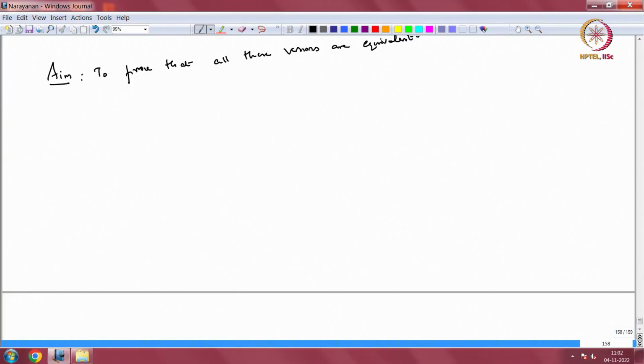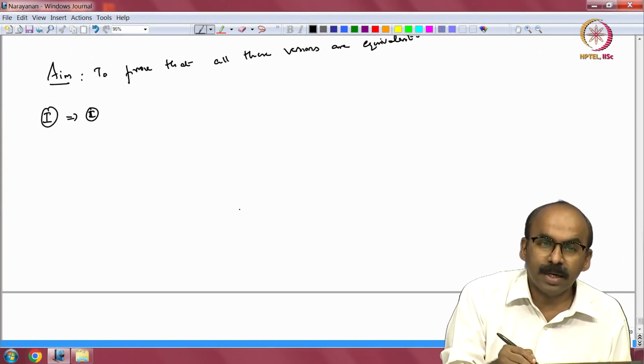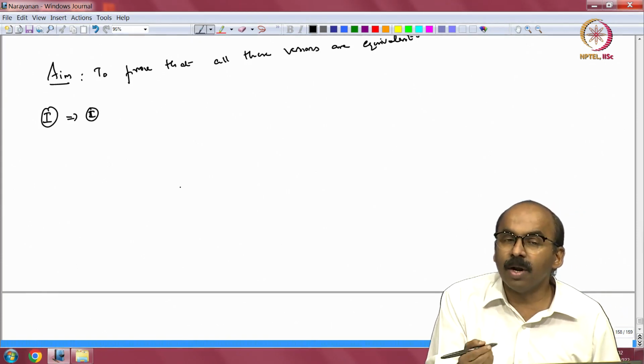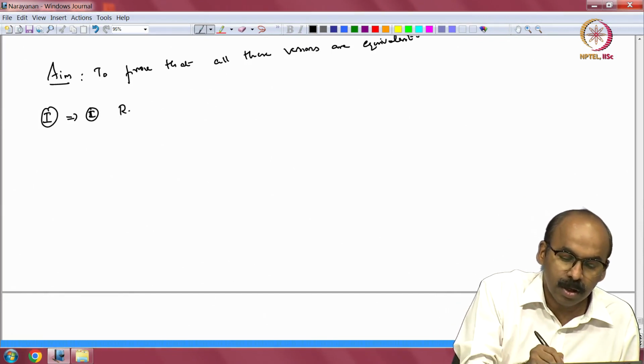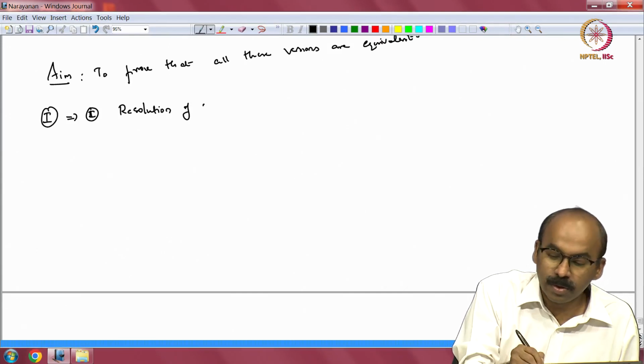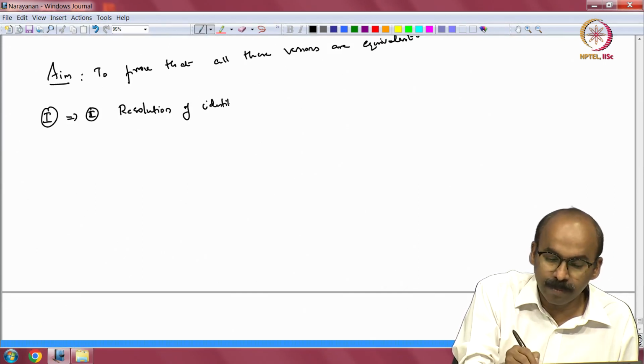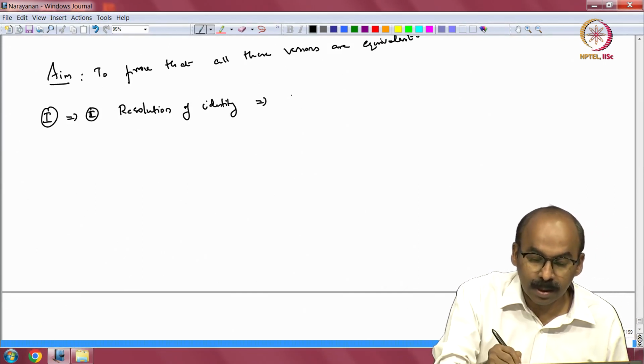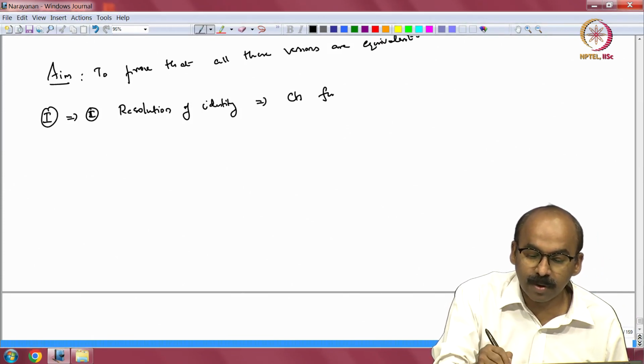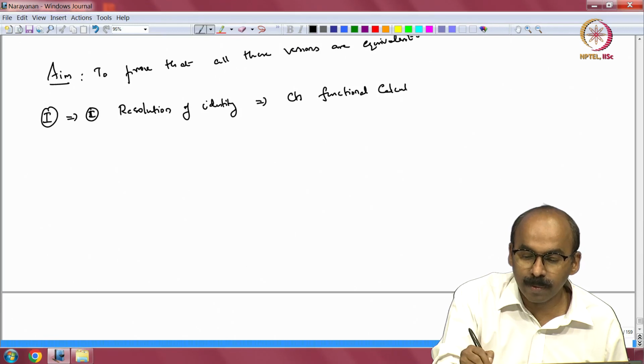So, first one implies 2. Okay. So, that is resolution of identity implies continuous functional calculus, right. This is something which we have more or less done. Okay. So, resolution of identity implies the continuous functional calculus.